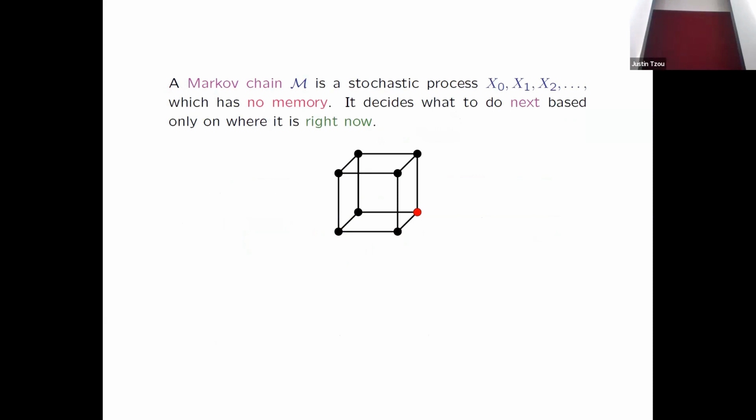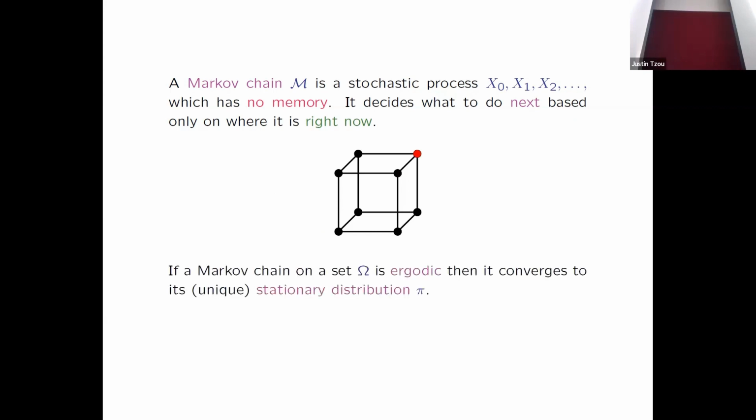So a Markov chain is some random process that takes discrete time steps and decides what to do next based only on where it is right now and not on how it got there. Okay, so it's walking and it might go back. Anyway, it walks around. It's walking on a set omega, which is called the state space.